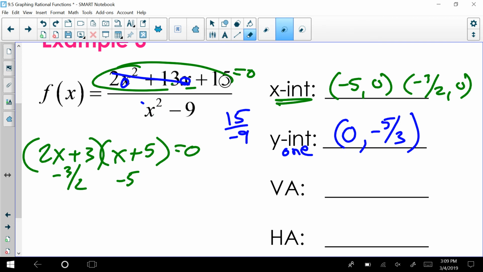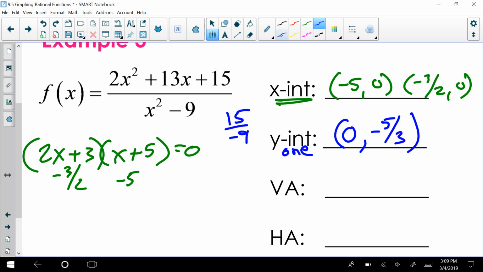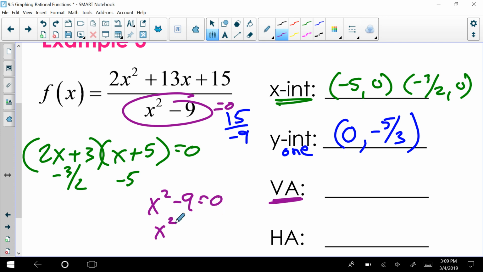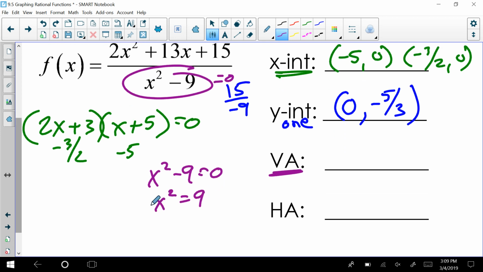Alright, well, let's clean this up a little bit. I don't want all this stuff on there. For the vertical asymptotes, I take the bottom and I set it equal to 0. Well, that's x squared minus 9 equals 0. Well, that's x squared equals 9. A bunch of you are going to square root it. Do not forget that that's x equals plus or minus 3.